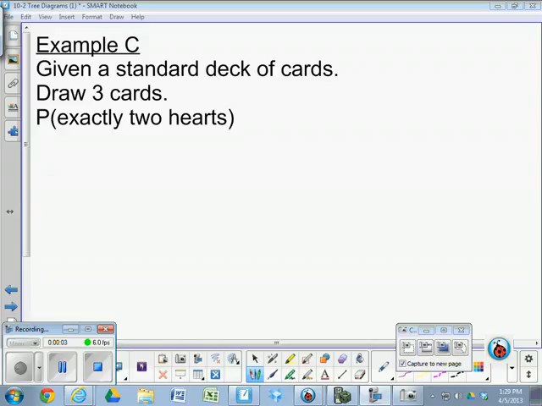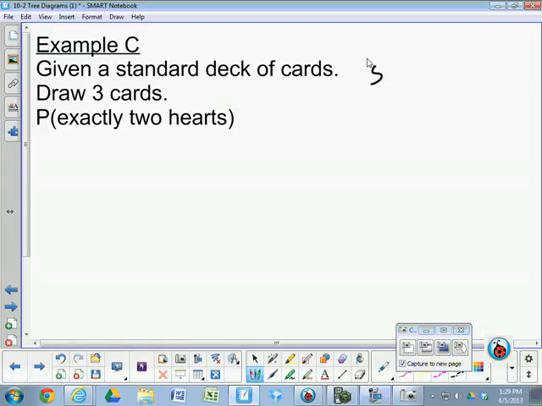Before we begin example C, is there anyone that needs a refresher course on how a standard deck of cards is set up? How many cards are there? 52. All right, so we have 52 total. Does anybody know how the cards are broken down into what kinds of groups? Okay, it's called 4 suits.